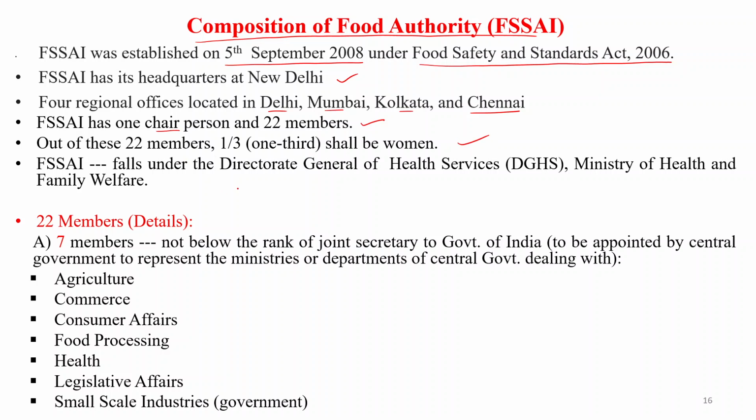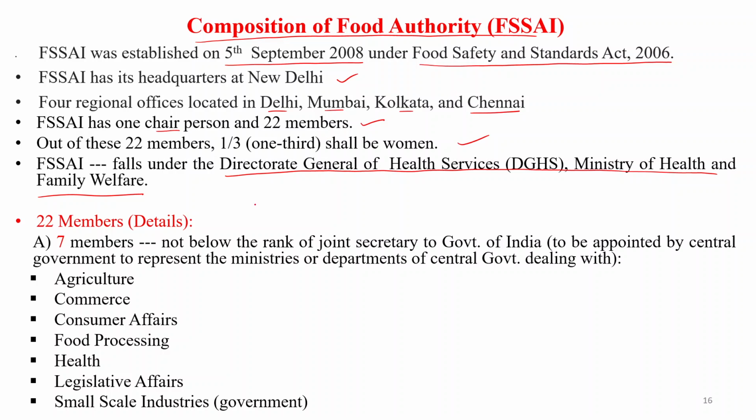And FSSAI, we know, falls under the Directorate General of Health Services, Ministry of Health and Family Welfare. We have seen that AGMARK falls under the Ministry of Agriculture and Farmer Welfare, whereas FSSAI falls under the Directorate General of Health Services, Ministry of Health and Family Welfare.